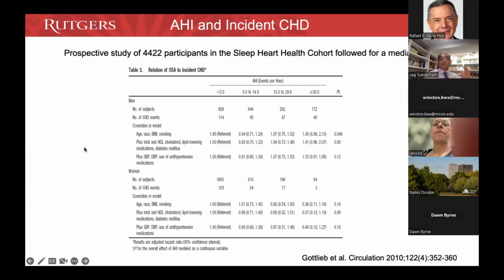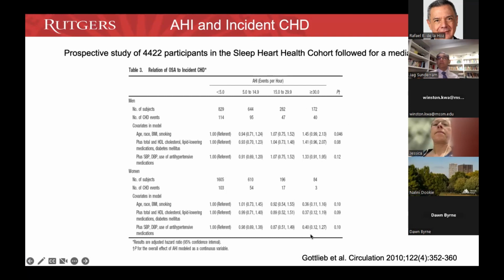Similarly, and I'm sorry for the smallness of this table, but essentially the data was similar, with a median follow-up of almost 9 years of over 4,000 patients, published in Circulation. When you look at the AHI greater than 30, if you put in covariates of age, race, BMI, and smoking, there was a suggestion of an increased risk. However, when you added other things like the HDL cholesterol or lipid-lowering medications or the presence of diabetes, or you included the blood pressures and antihypertensive meds, the significance went away.